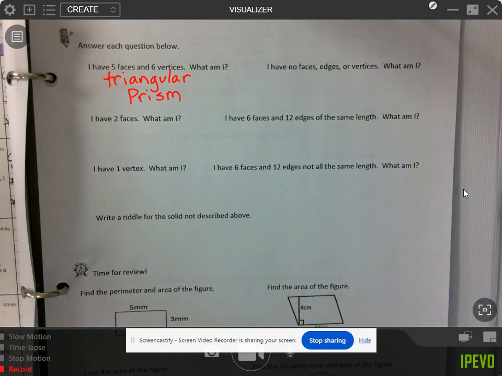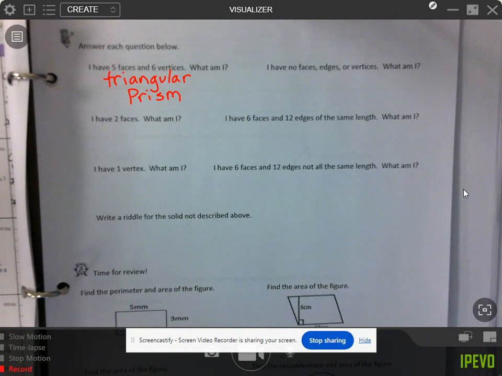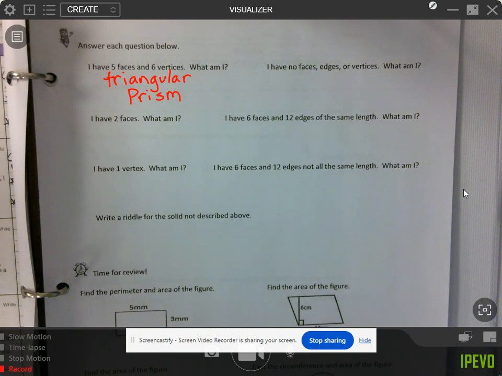Are there any questions on today's assignment? Madison? On the one that says I have 6, is it 2? Because 6 faces and 12 edges, not all the same length. That's key words. You have to read the whole thing.